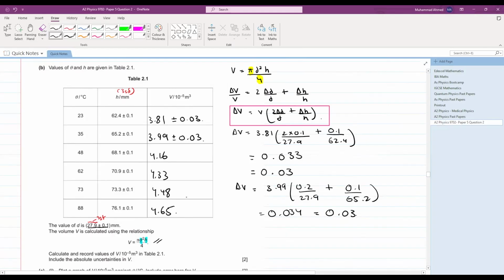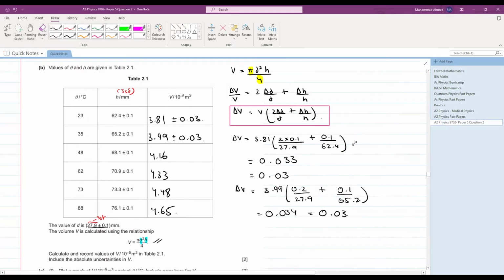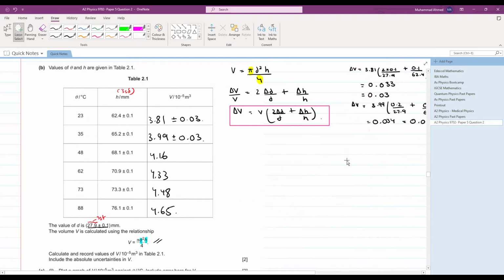Perfect. Let's do it for all the four rows as well. Let me do it with some commentary because I think you will be needing some help here. So let's do it for the third row. The absolute uncertainty in volume is equal to 4.16. 2 into absolute uncertainty in D was what? 0.2 divided by 27.9. Perfect. Plus absolute uncertainty of H is 0.1 divided by 68.1. What will your answer come out to be? Let's calculate that. This is 4.16.